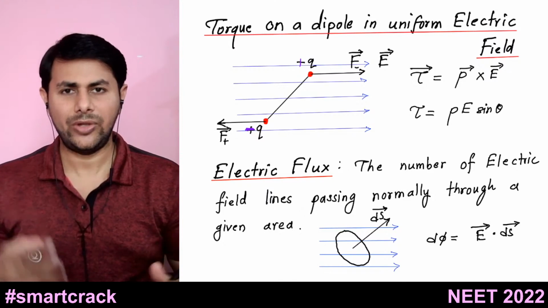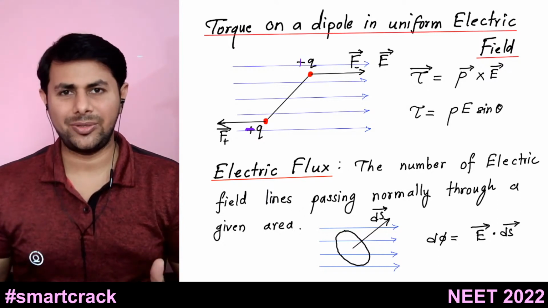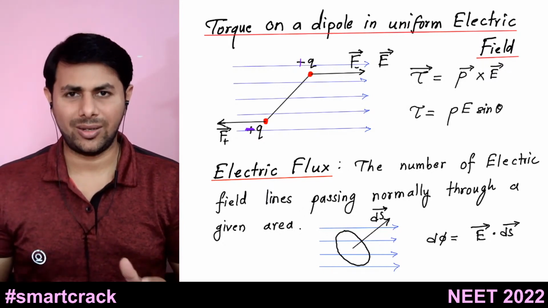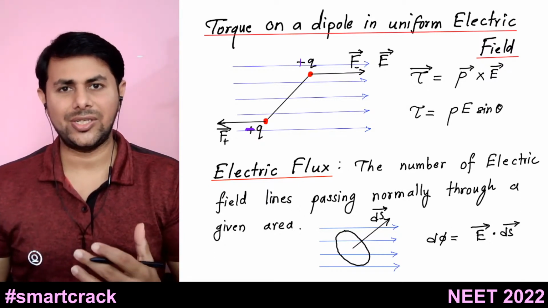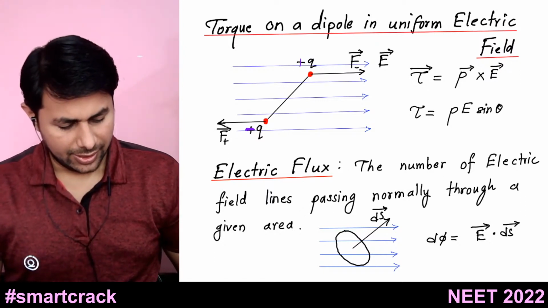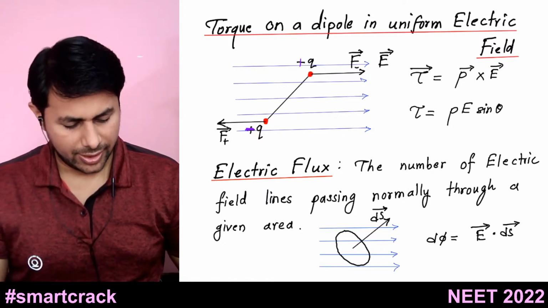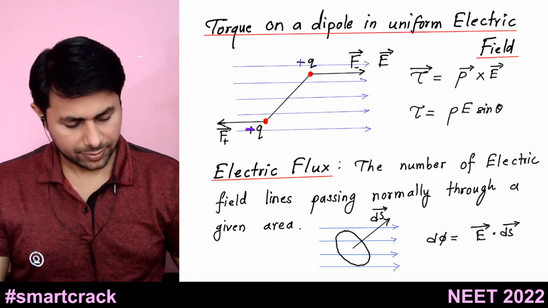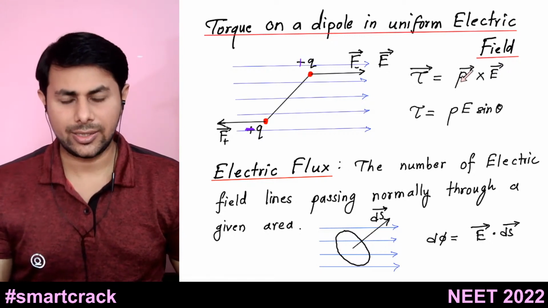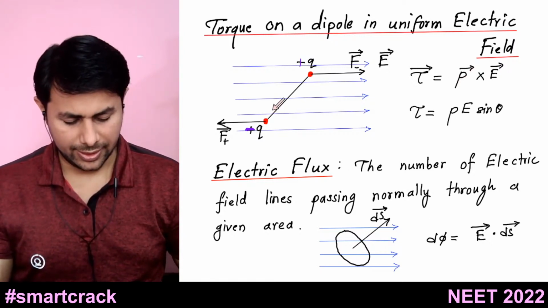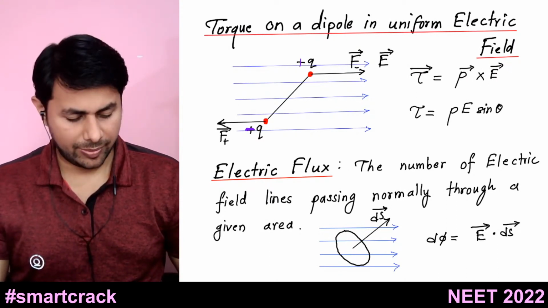So we know if we have two equal and opposite forces, separated by some distance, they form a couple. And what does a couple do? It rotates the thing on which it is acting. So it creates some torque. That torque is given by P bar cross E bar. What is P bar? It is the electric dipole moment of a dipole, and E bar is the electric field. So this torque is the vector product of P bar and E bar.